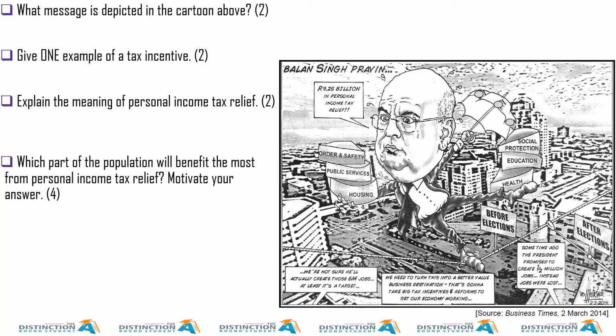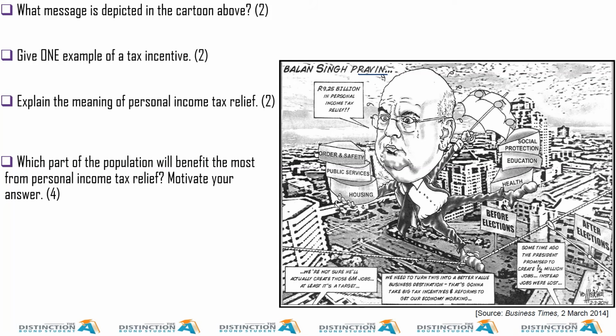All right, let's see here. The person here, the face is actually Pravin Gordon, but you'll see the answer, I changed it for a reason. All right, you see he is walking on a rope, and he's trying to balance, but you can see he's out of balance. What is he holding here? Order and safety, public services, housing. Here we have social protection, education, health. So he's holding all those things, and he's holding an umbrella. I think it's raining or it's hot, whatever the case is, and it says Pravin there.